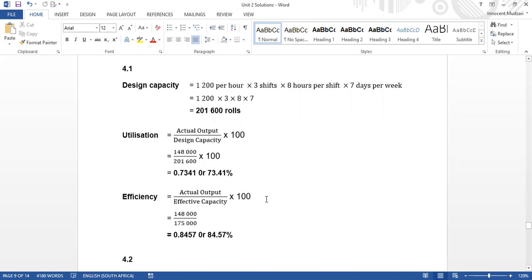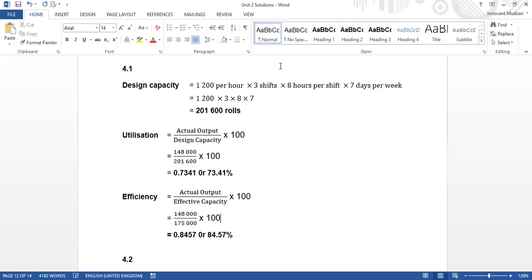Okay, and then efficiency. How do we calculate efficiency? The formula is given. Efficiency is equal to actual output over effective capacity multiplied by 100. Our actual output from the question is 148,000, divided by the effective capacity. We have been given in the question that the effective capacity is 175,000 rolls. So we say 148,000 over 175,000, multiplied by 100. You get 84.57% or 0.8457. Okay, that's question 4.1.